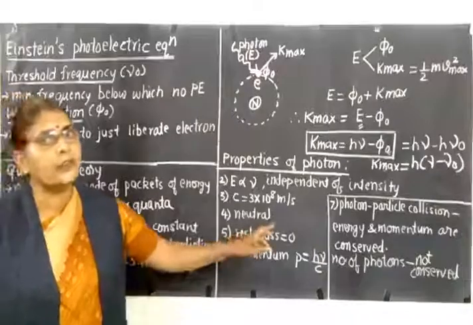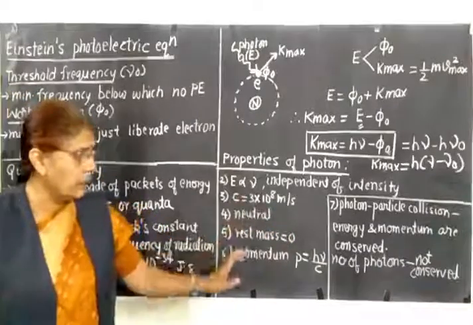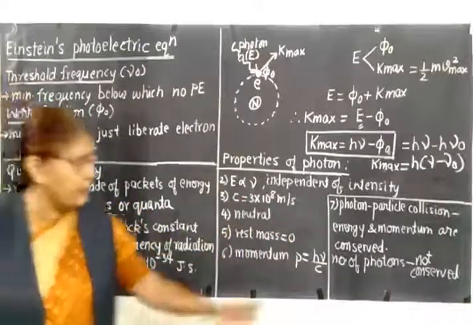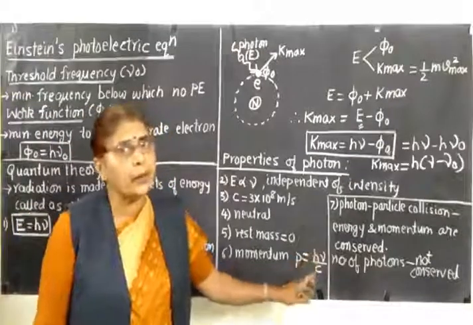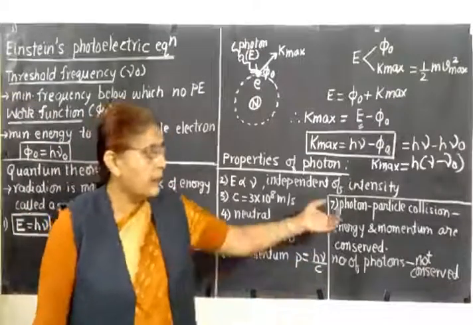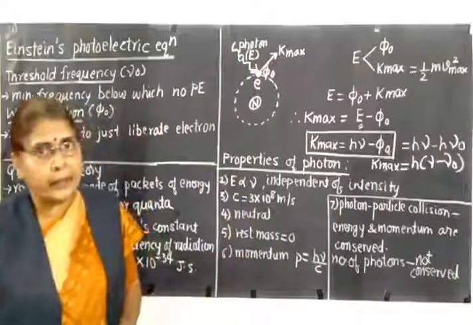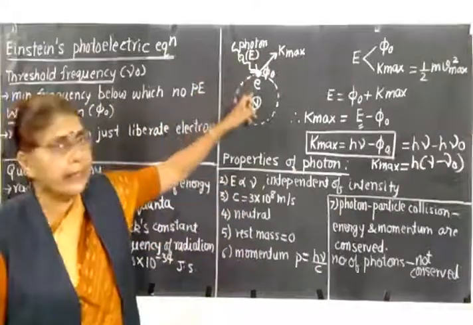Then the rest mass of a photon is 0 and the momentum of a photon is given as p equals h nu upon c. Then let us consider the photon particle collision. Just now we have considered photon electron collision.